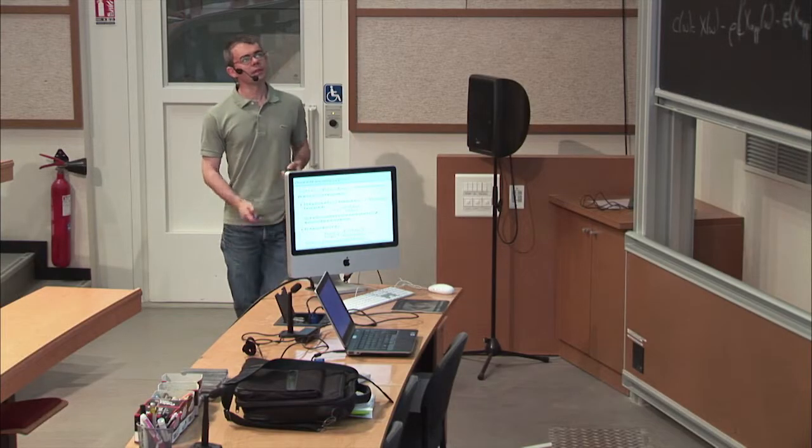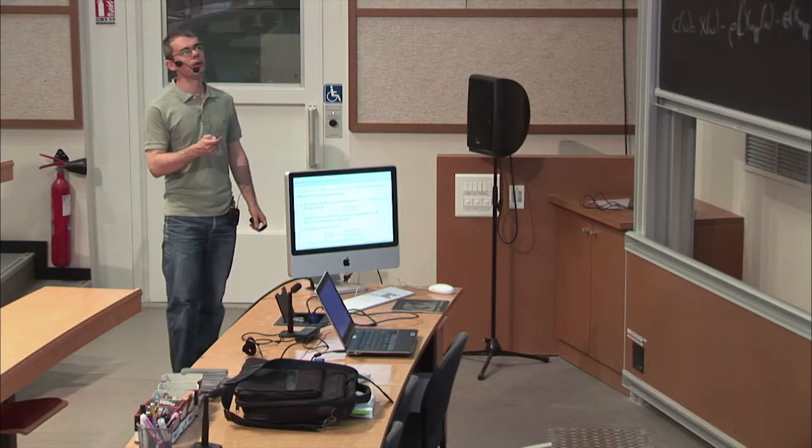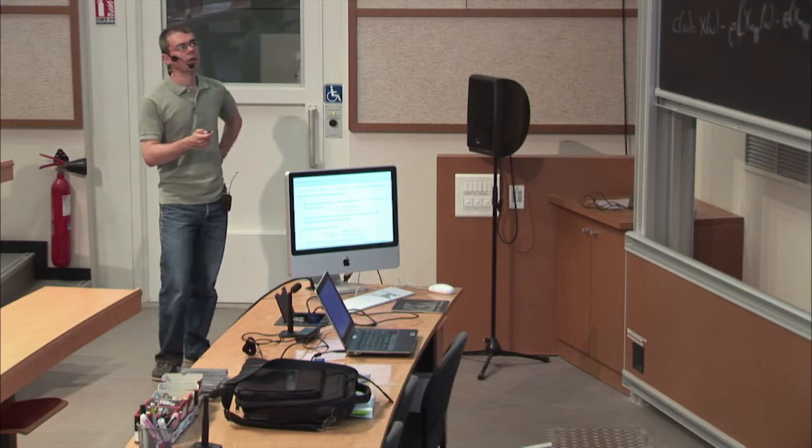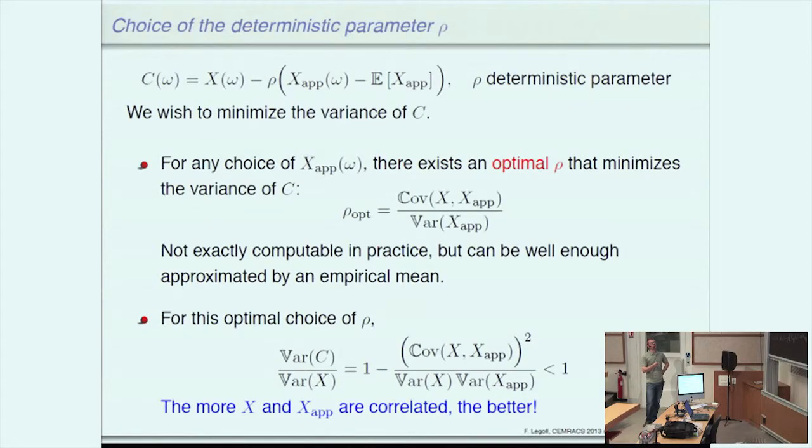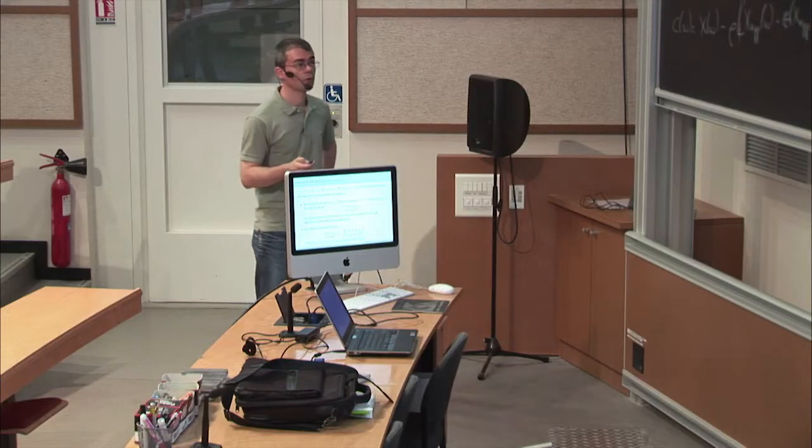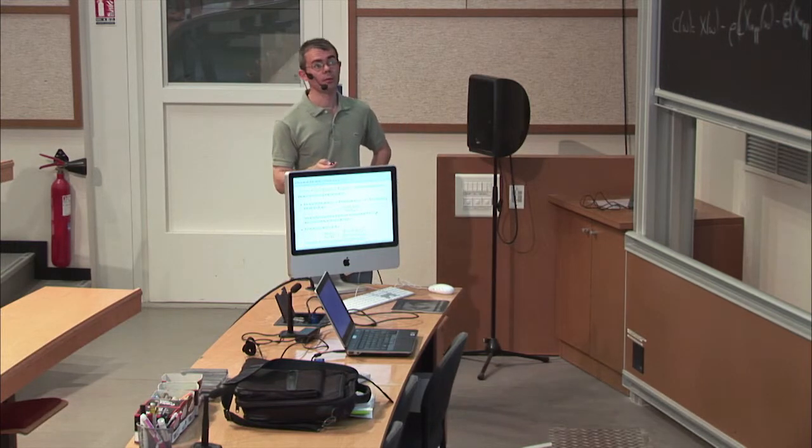The first thing I'm going to tell you is how to pick rho, because this is the easy thing. I want c to have the smallest variance possible. If I'm given x approximate, I can compute the variance of c. It's a polynomial of degree 2 in rho. What I can do is pick the rho that minimizes the variance of c. You just have to minimize a polynomial of degree 2 with respect to rho, so you have an exact formula, which is given by this. So you have the optimal rho given the approximate model.